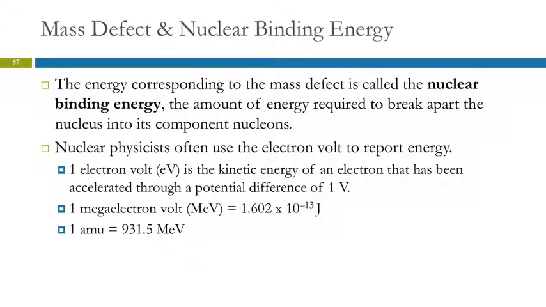You can also take the atomic mass unit and use Einstein's E equals mc squared, convert the atomic mass units to kilograms and the speed of light in meters per second, and end up with joules. And then if you needed electron volts, you could use this relationship. But I'm just going to use this one right here, 931.5.